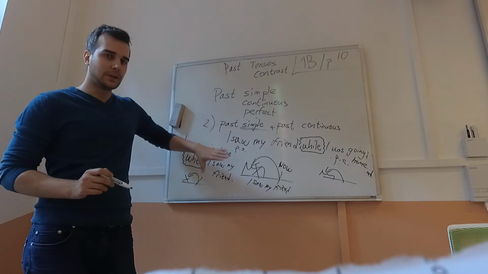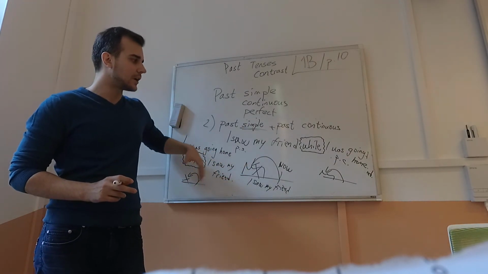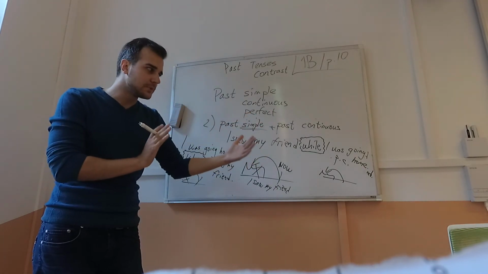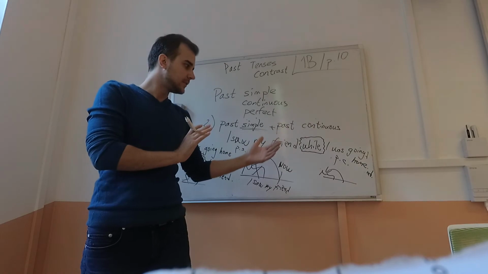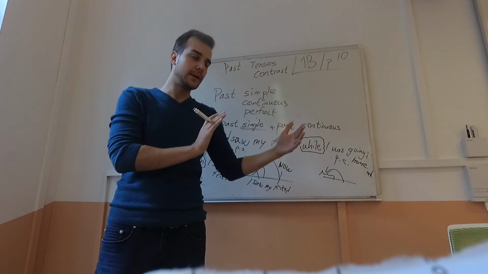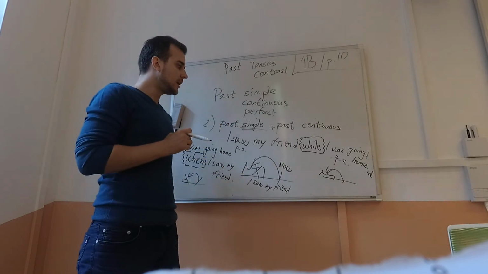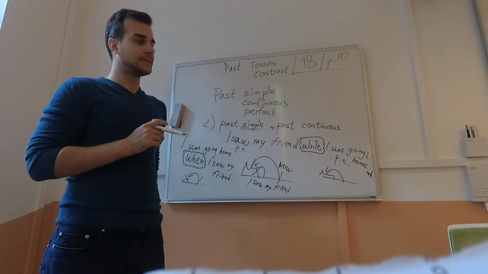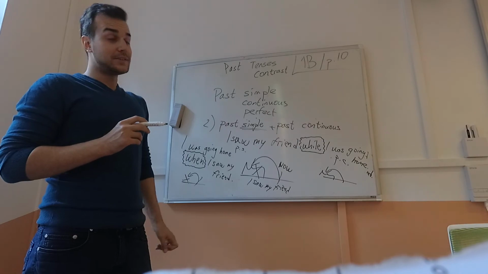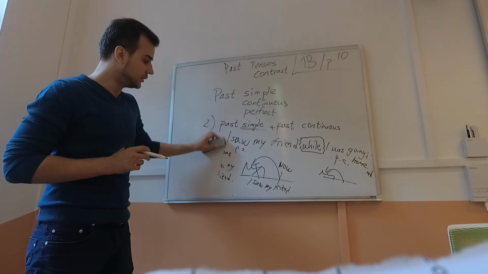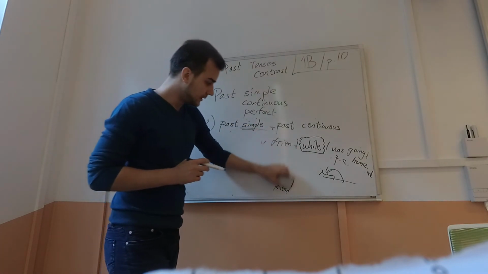So again, I'm telling you a story, and this time I'm describing that one thing was happening in the background. Na pozadí se dělala nějaká věc. I was going home, right? And then something came into the middle of this background action, and that was me seeing my friend. Okay, this is the second situation. The second possible situation for using past tenses.